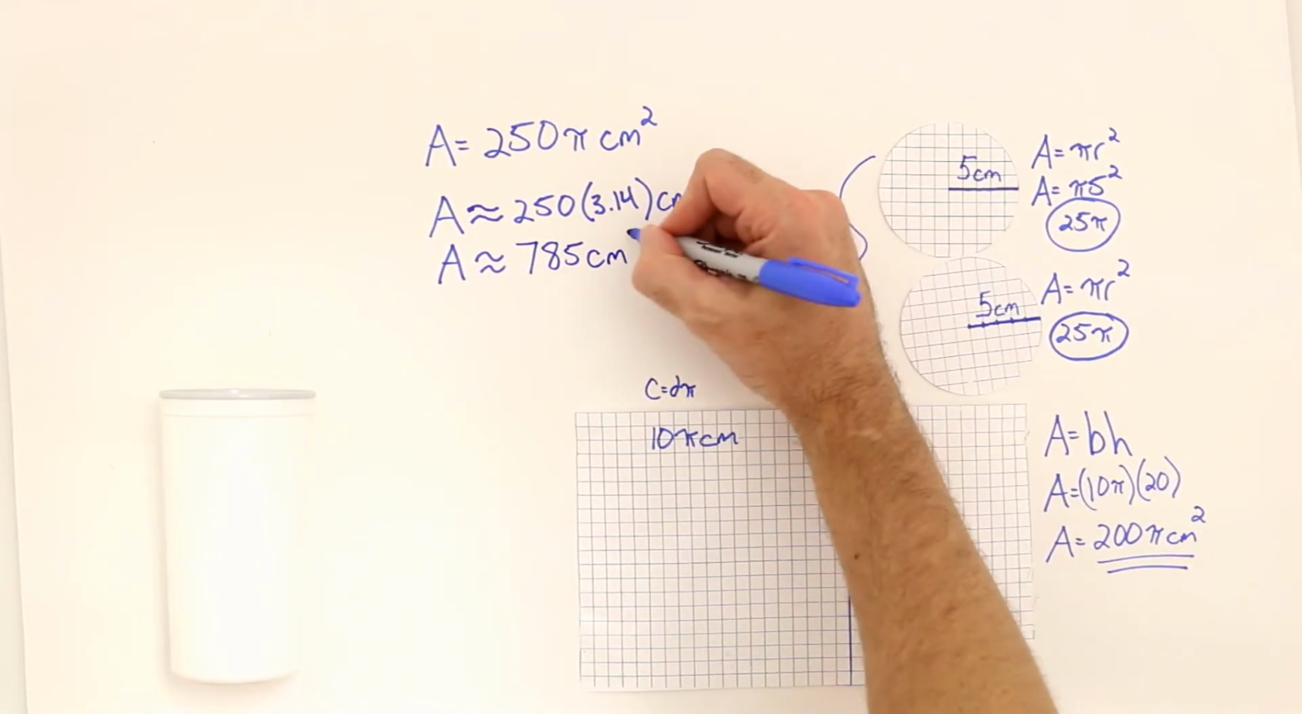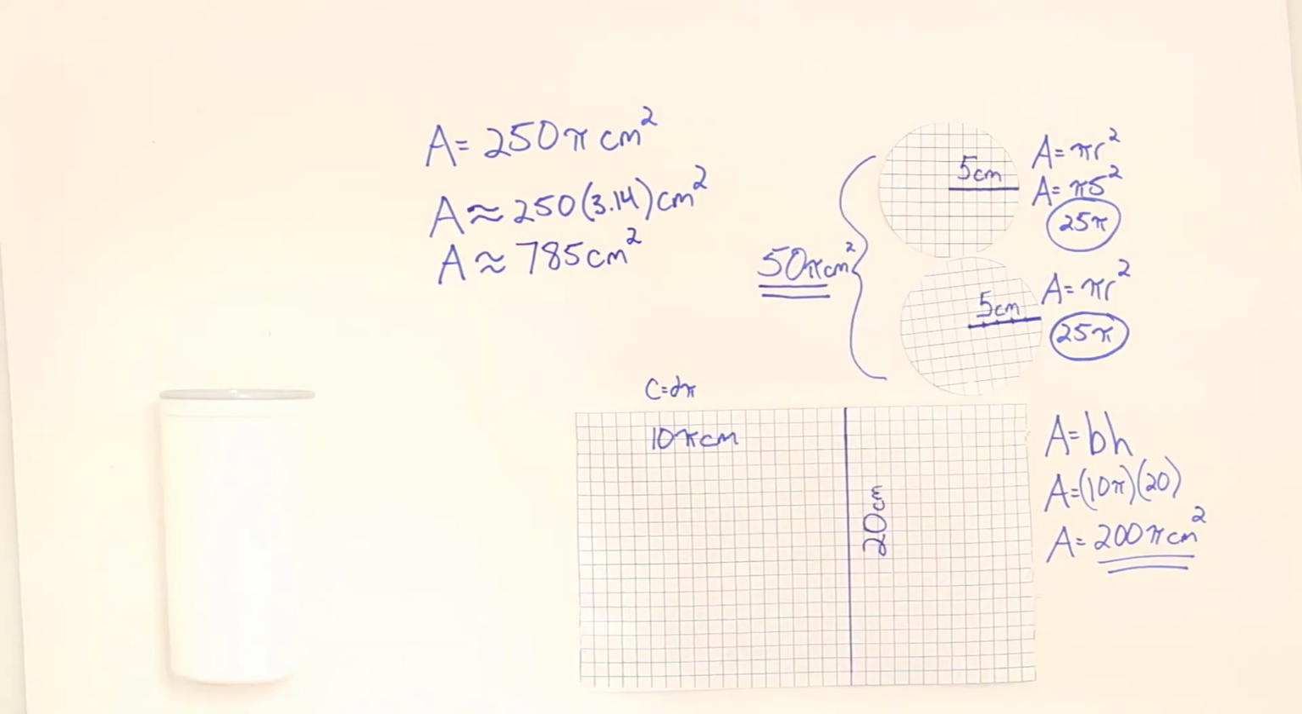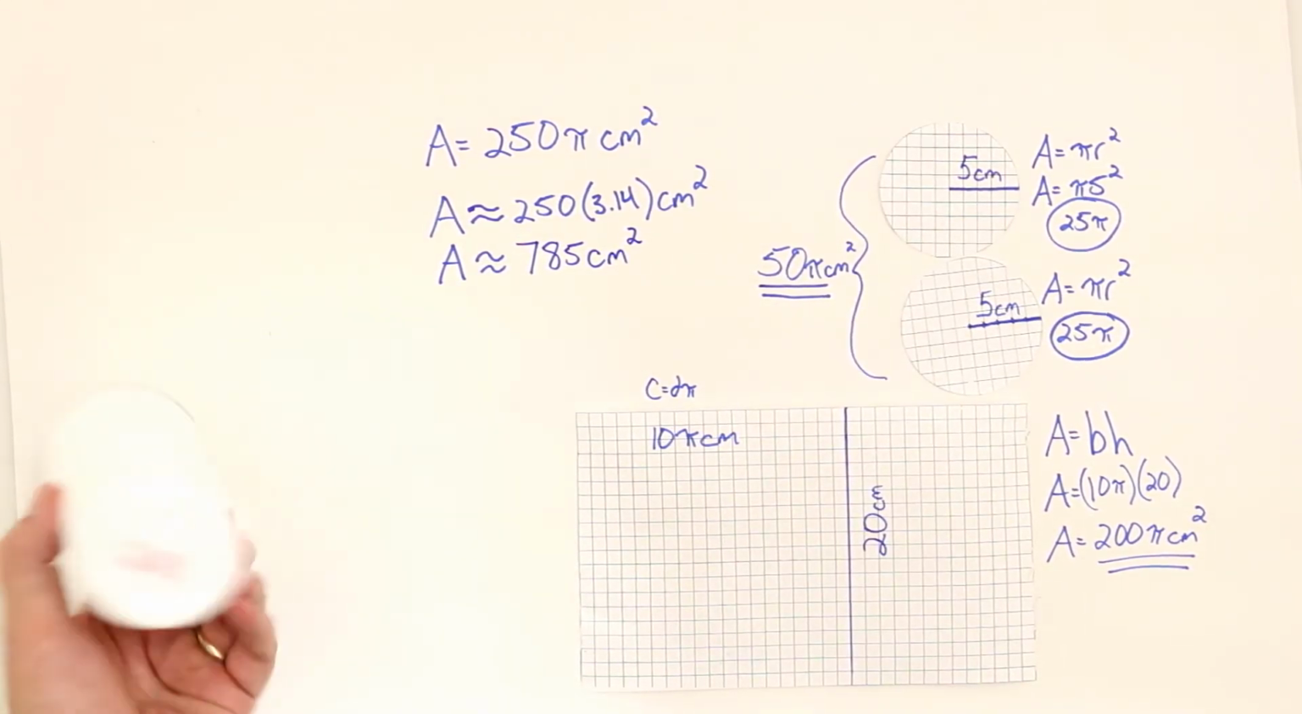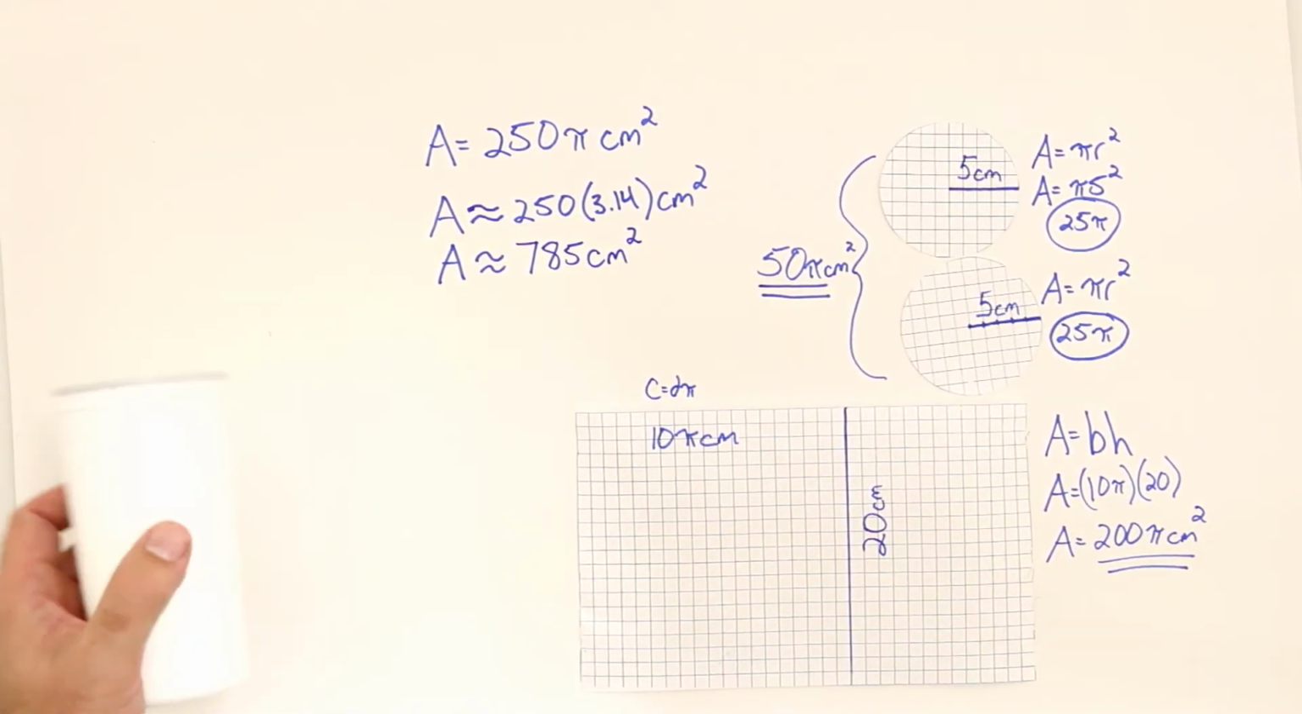It's approximately 785 centimeters squared. That's how many little squares there are on our cylinder.